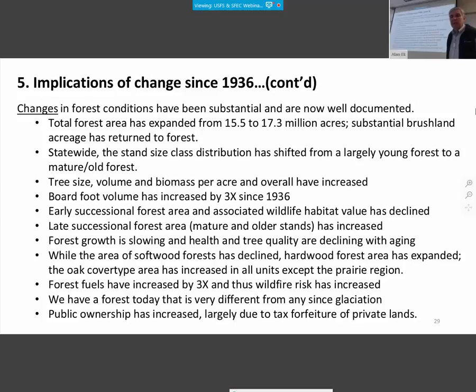At the same time, public ownership has increased dramatically, largely due to the tax forfeiture of private lands. This is a different situation than we have had in at least centuries.